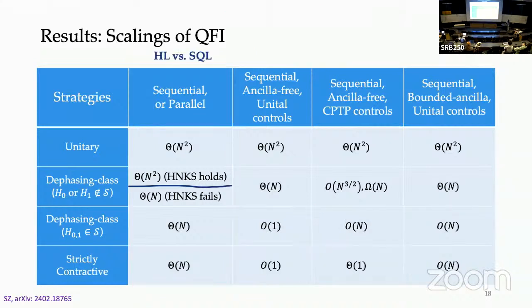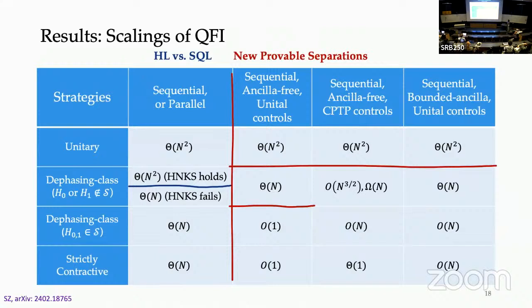So basically, to summarize, if we are allowed to perform sequential strategy or parallel strategy, there's a clear dichotomous behavior between the channels that satisfy the HNKS condition and those that do not satisfy the HNKS condition. And this is our new provable separation.